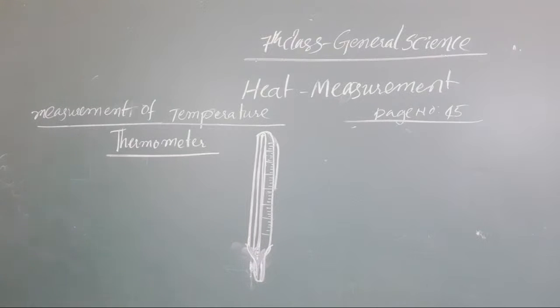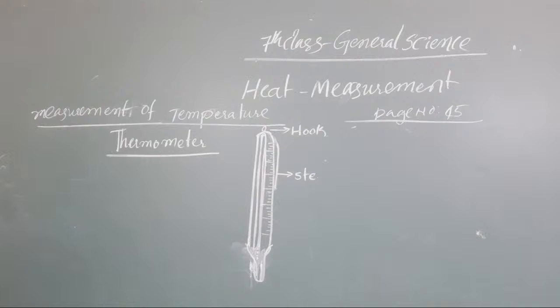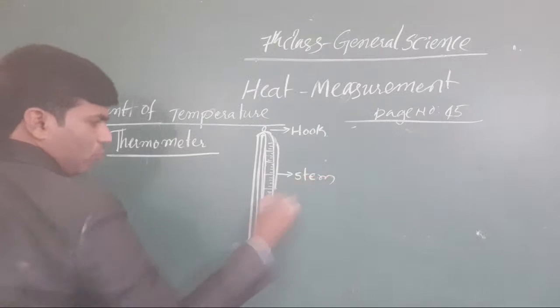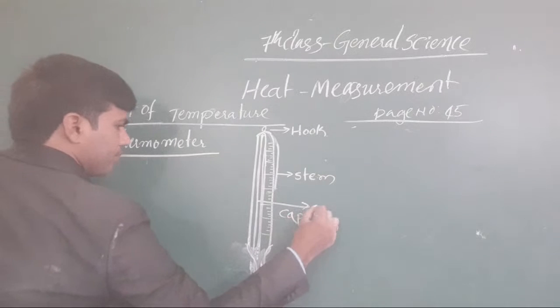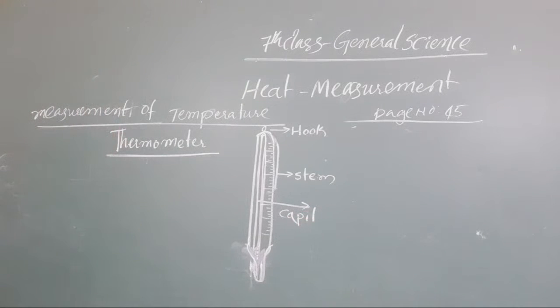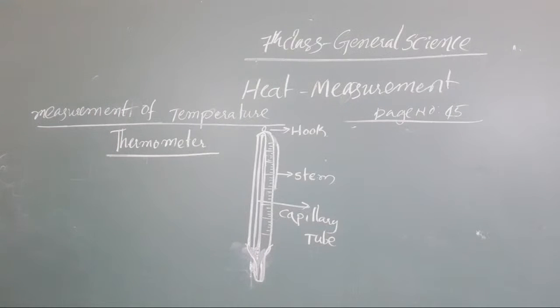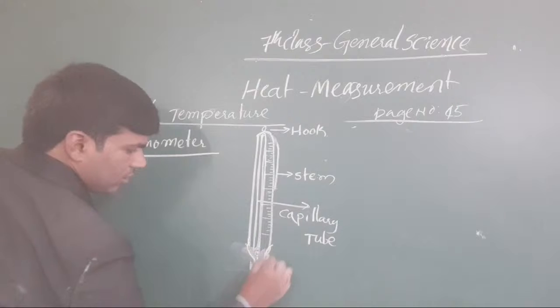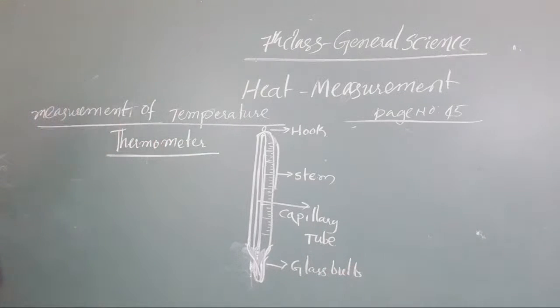What are the main parts in this? The first one is a hook. And then it is called the stem. This one contains a capillary tube. Okay, clear about this, all the students? And it contains one glass bulb. Here it contains one glass bulb.